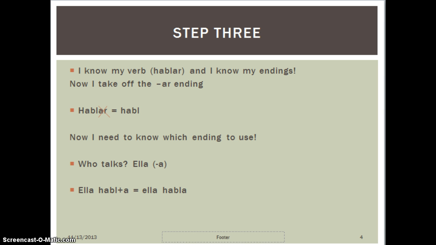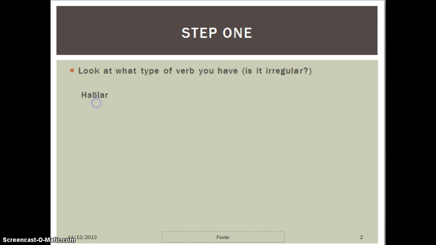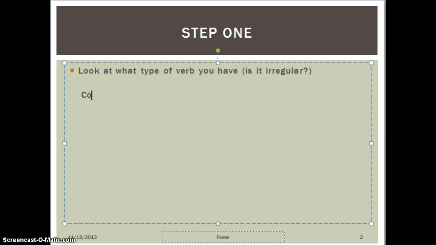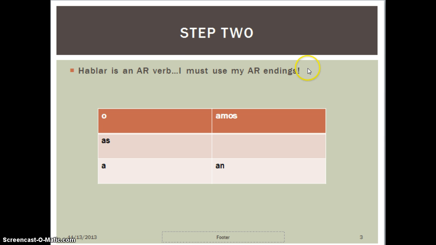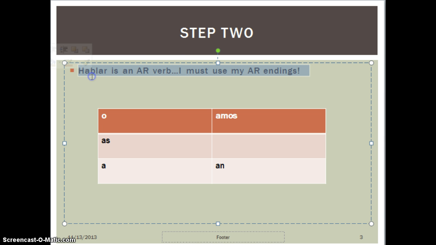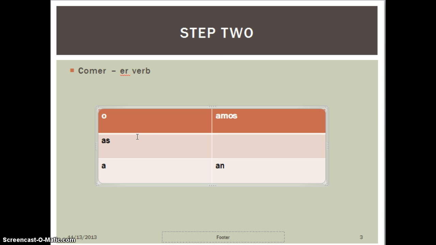Now, if I want to go back to step one and pick a different verb, like, let's say we pick comer, which is an ER verb. Look what type of verb you have. Is it a regular? Yes, that's a very regular verb, comer. So now I go to my endings, and comer is not an AR verb. Comer is an ER verb. So I need to know my endings. O is still going to be yo. This is really easy. Anytime you see an A for AR endings, you're going to see an E for ER endings. O, es, e, emos, en.